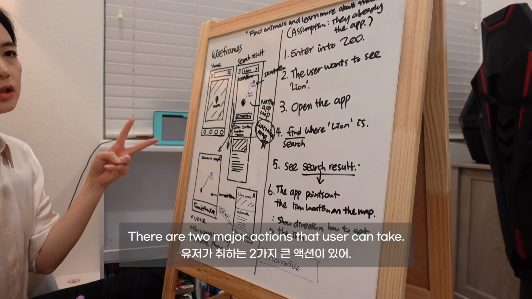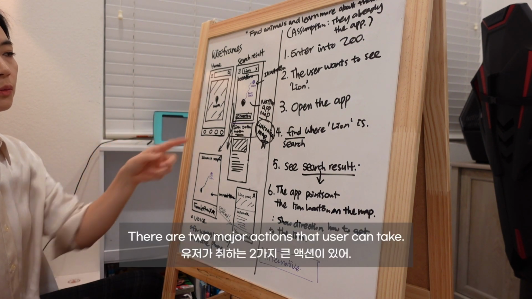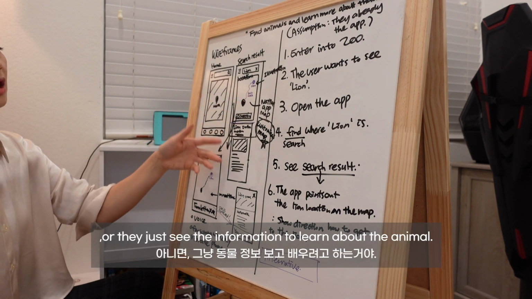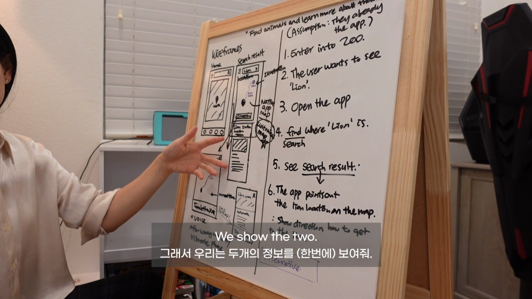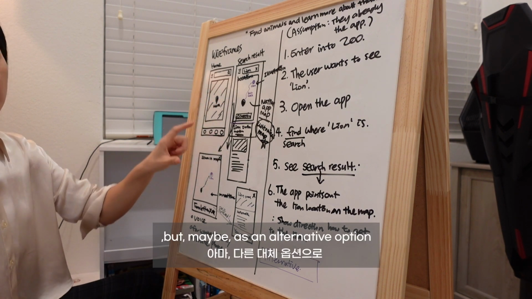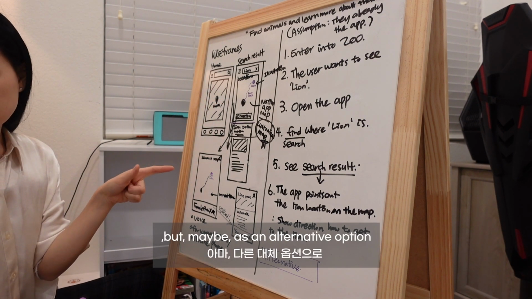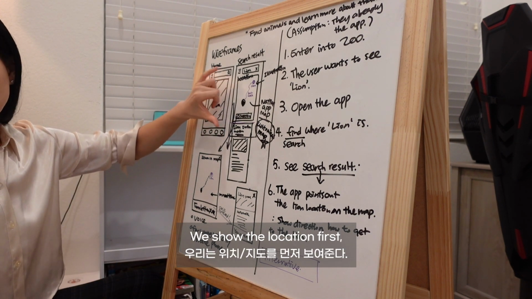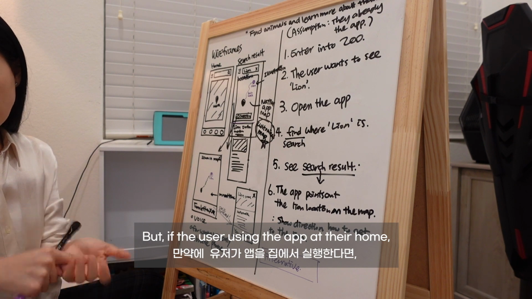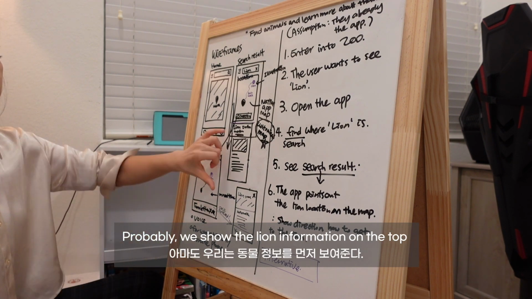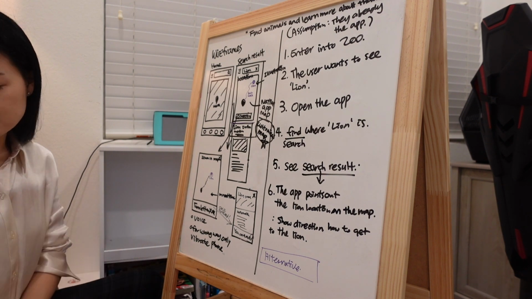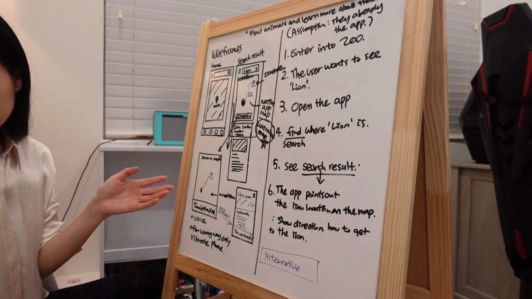There are two major actions the user can take. One is going to the animal, or they're going to just learn about the animal. So we're showing the two. But maybe the alternative option: if they open the app in the zoo, we show the location first. But if the user is using the app at home, probably we show the lion information at the top. We don't have to show the map. Yep, that's the first solution.